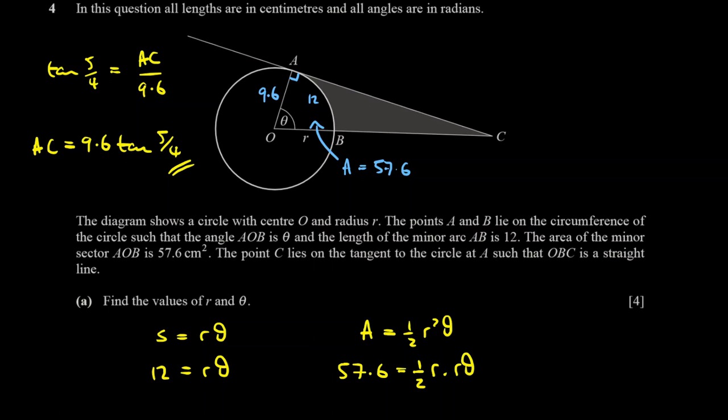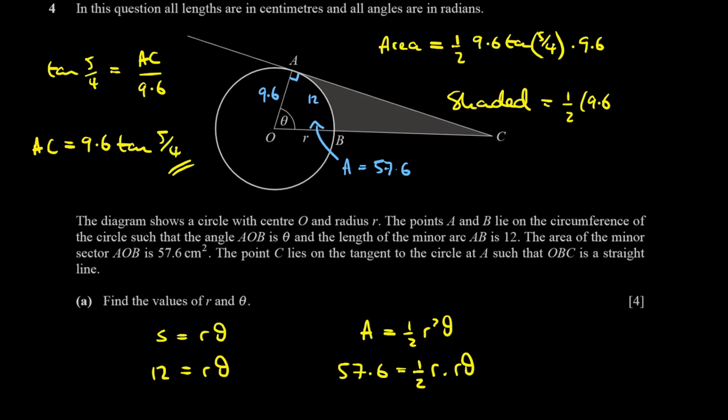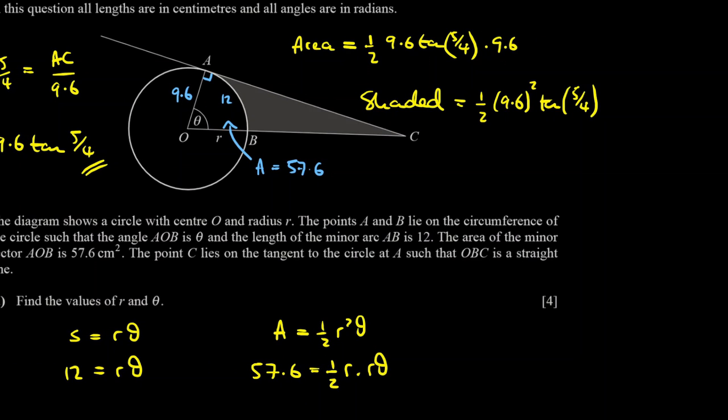Okay? All right, then, the area of the triangle should be quite easy to find. The area of the triangle will be a half the base, which is 9.6 tan 5/4, times the height, and the height is 9.6. So then if I want to find the shaded area, it is going to be this whole area here that we've just calculated. So a half, 9.6 times 9.6, so we can write 9.6 squared times tan 5/4, minus the area of the sector, which is 57.6. So we're going to subtract 57.6.